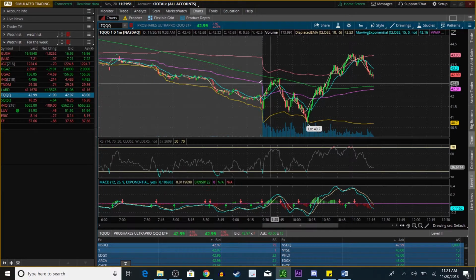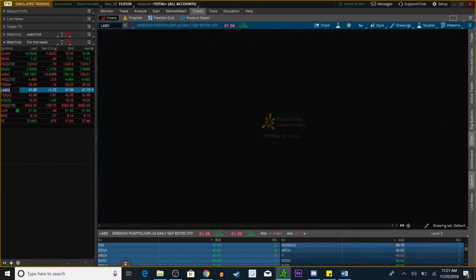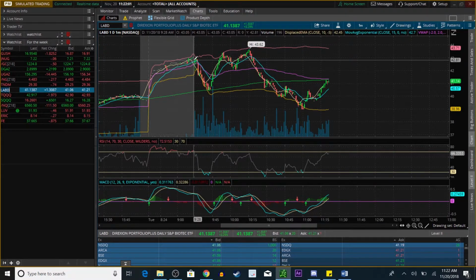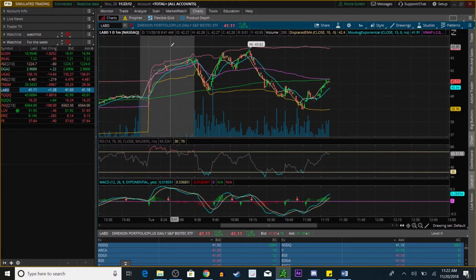If we take a look at another stock, we can look here at LABD. Here's another one. That's why you have to be patient, guys. You have to be patient because you never know if the stock will break the VWAP or not. If it will just continue to downtrend or continue to uptrend. You don't know. So it's about being patient, guys.